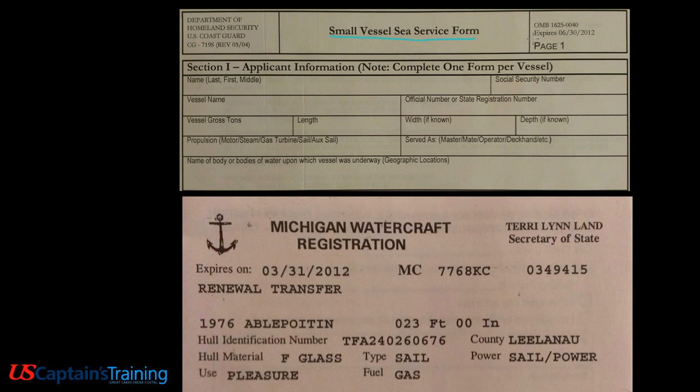And I just want to note here that this form, up in the top right, says it expires 6/30/2012, and today's date is 7/29/2013, and we are still using this form. I talked to the Coast Guard, and they're coming up with new forms. They're in the process of it. So on to the easy stuff.